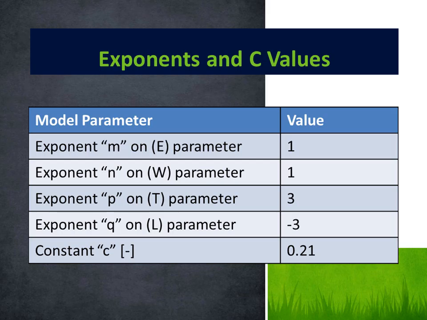After doing these calculations, we were able to determine that the exponent M has a value of 1, the exponent N also has a value of 1, the exponent P has a value of 3, Q has a value of -3, and the constant C has a value of 0.21.